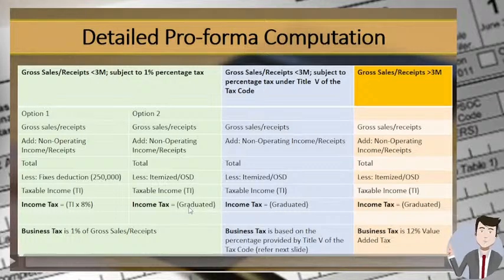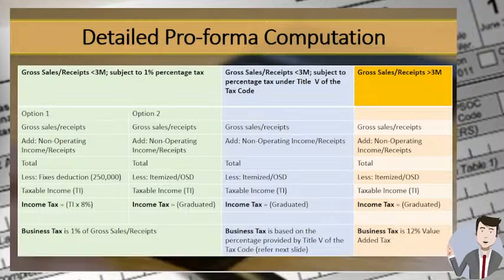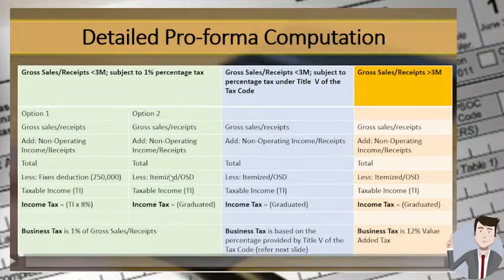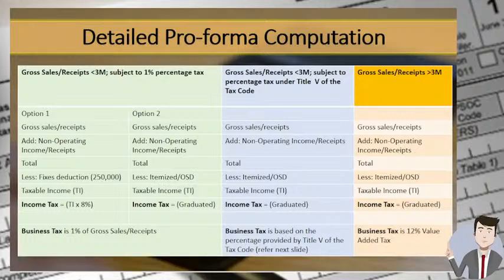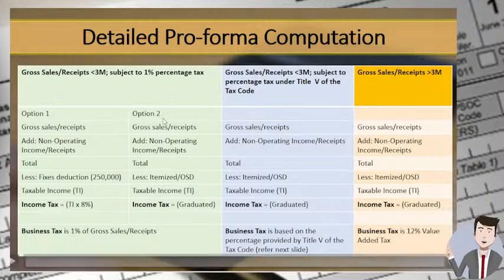Since it is graduated, we have two options in deducting to arrive at our taxable income: the itemized deduction and the OSD, which were already discussed on the previous slides, in the last meeting. This is just a brief comparison between the three options.